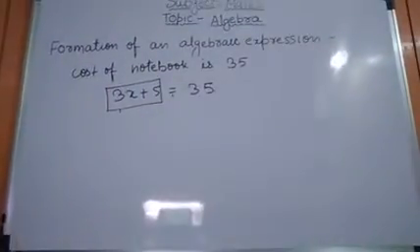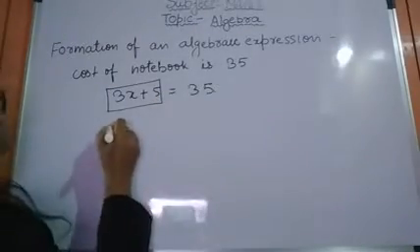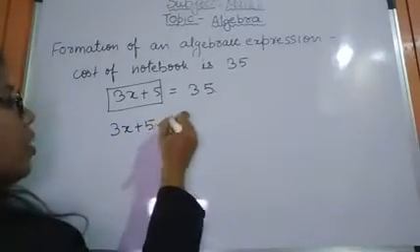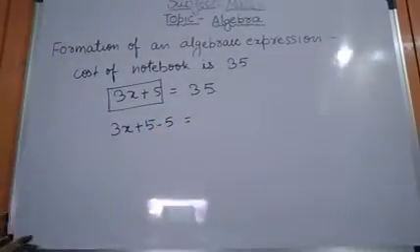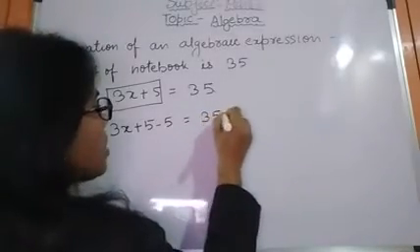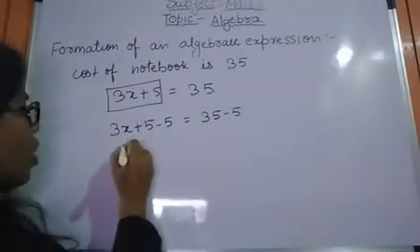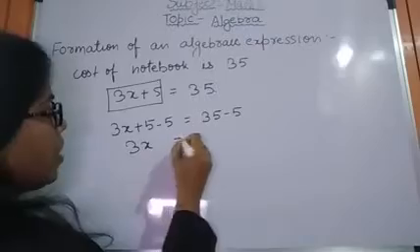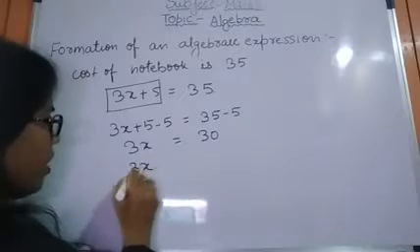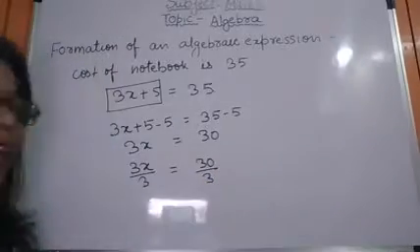So 3x plus 5 is equal to 35. We can do here 3x plus 5, and on this side we will put minus 5. If on the left side we are putting minus 5, on the right side also we have to put minus 5. Fine. So 3x plus 5 minus 5 is 0. So here it will be 3x is equal to 30. Now 3x divided by 3 on the left hand side, and 30 divided by 3 on the right hand side.